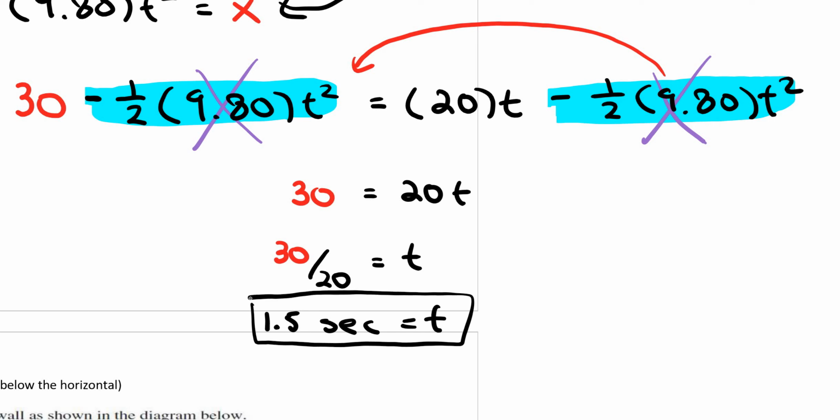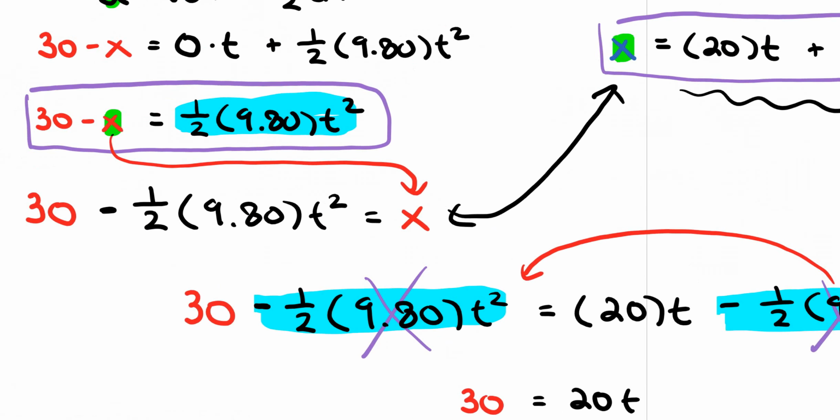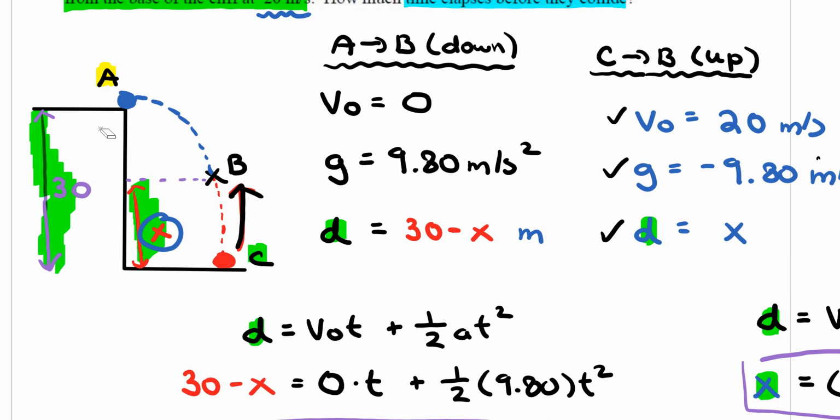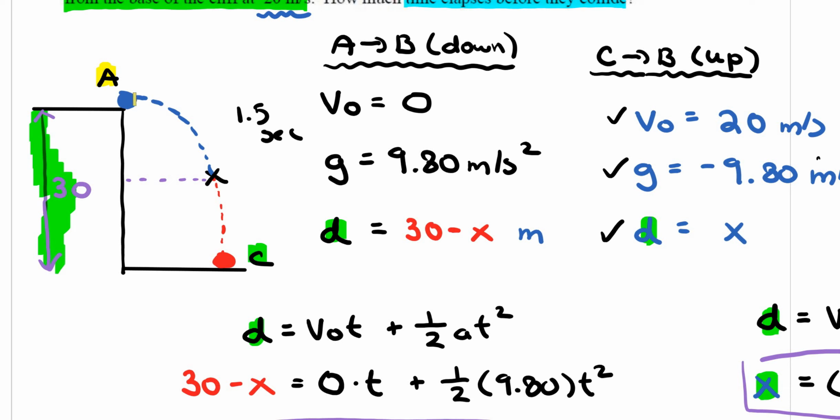Okay, so there's my time there, 1.5 seconds. All right, so what does that mean? If I go back to my diagram here and erase all the colors, I guess it's going to take 1.5 seconds for the ball from A to B to collide with the ball from C to B. So from C to B, a ball is being thrown up into the air, and then from A to B is actually a rock that's being dropped from the height of 30, and it takes 1.5 seconds for those two objects to collide. And that's it for that particular problem.